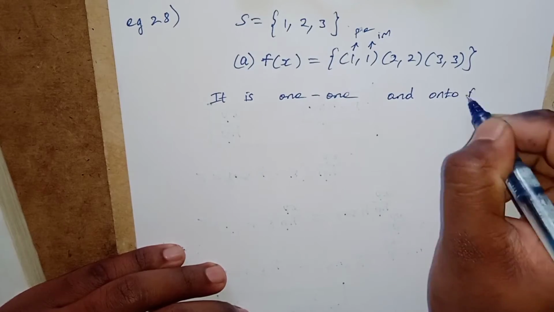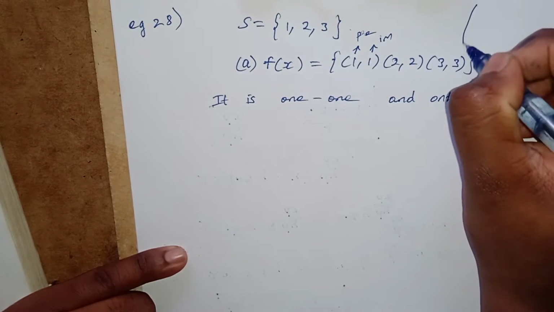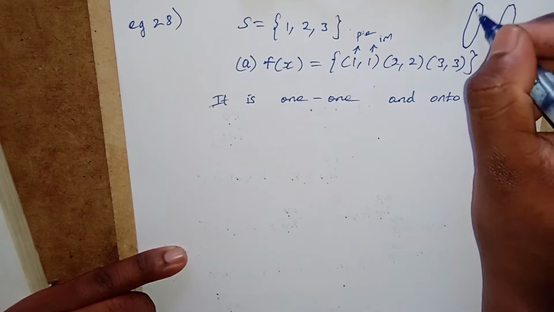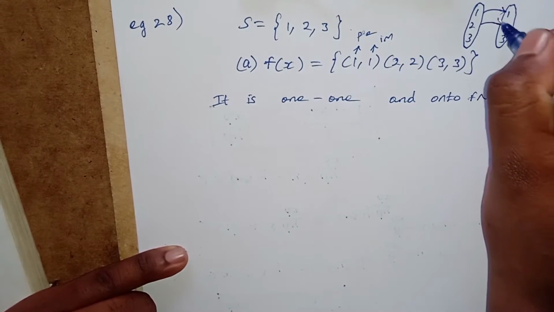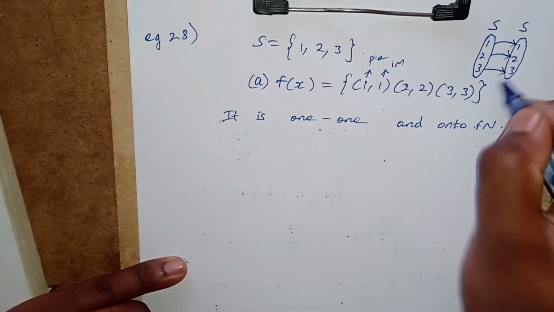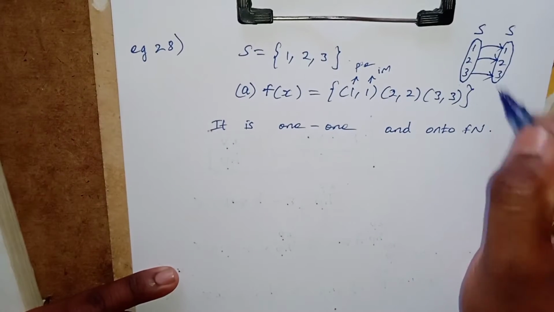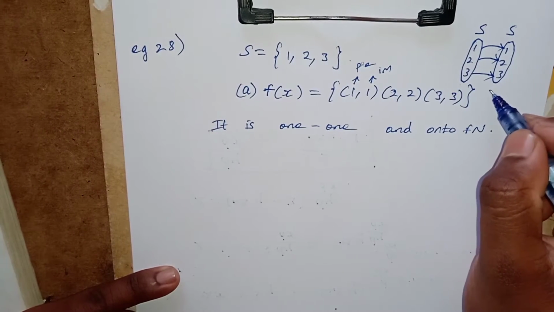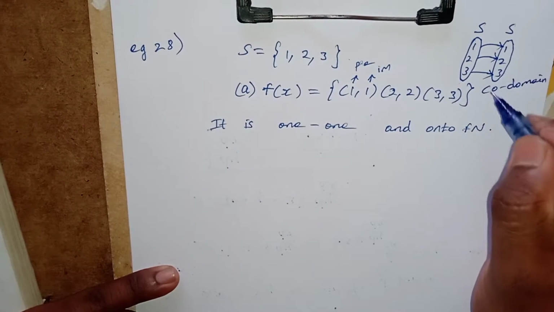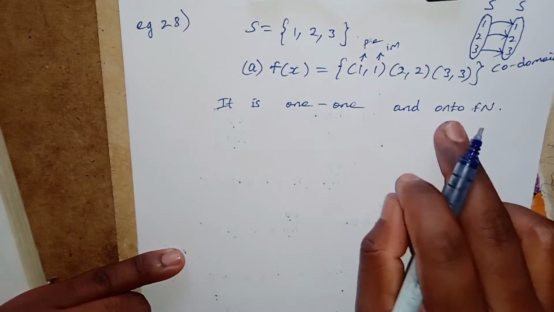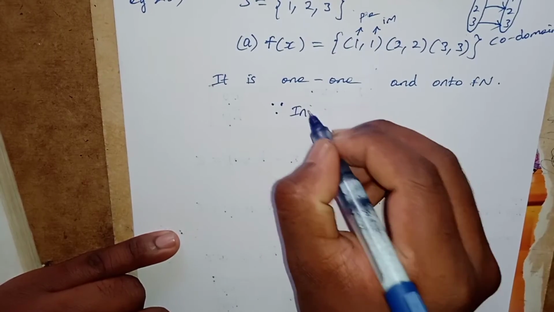Onto function. Okay, I am taking S related to S. Therefore here 1, 2, 3 and 1, 2, 3. 1 is related to 1, 2 is related to 2, 3 is again related to 3. Therefore here it is one-to-one and it is an onto function, because for checking onto you have to see the codomain. In the codomain every term has been filled. Therefore here it is an onto function. Therefore it is invertible.